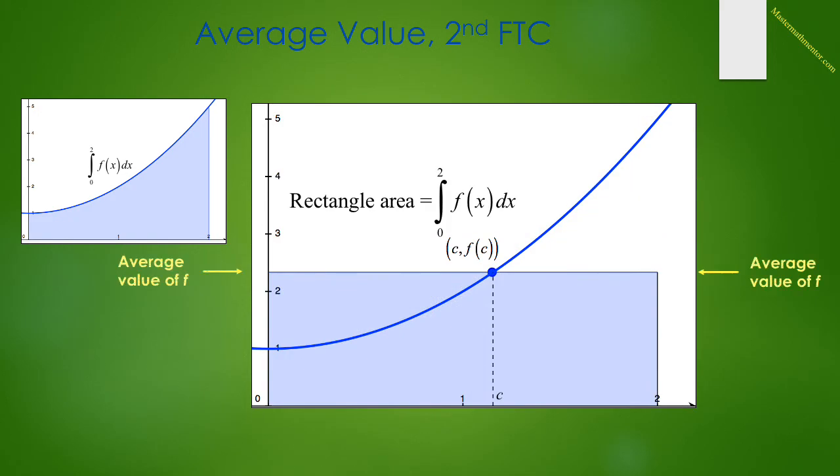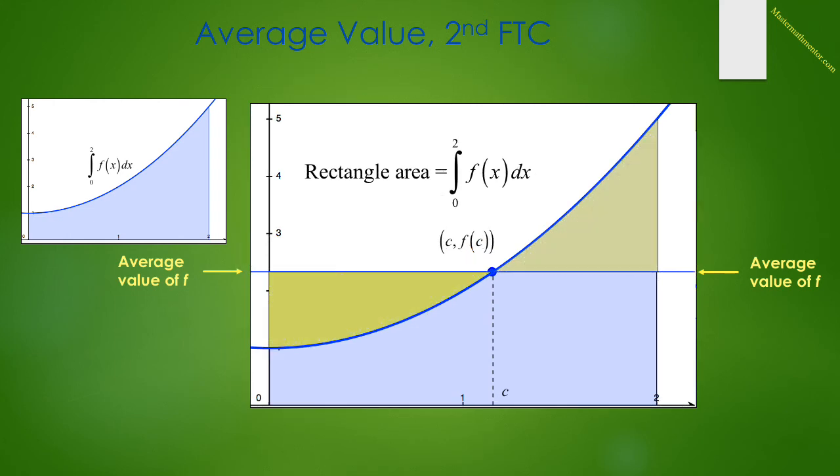And here it is. The blue rectangle with base 2 has an area that is exactly equal to the integral from 0 to 2 of f of x dx. This occurs when x is equal to c. And if we look at the point c, f of c represents the average value of the function. We will define this in the next slide.